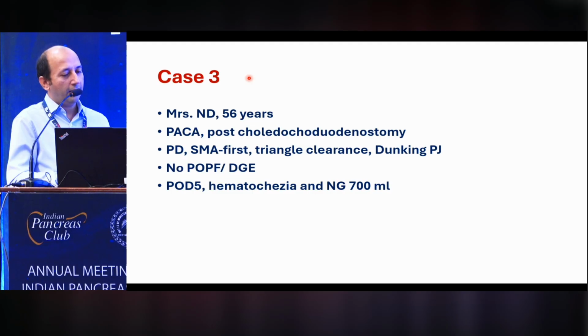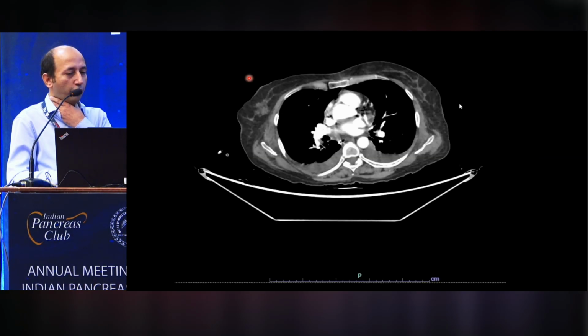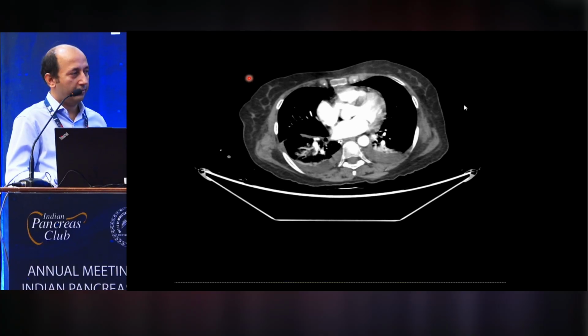And on post-op day 7, he had a significant hematochezia and a bleed in the nasogastric tube. So we did the CT angio. I will ask my radiology colleague to help us in reading this CT film.